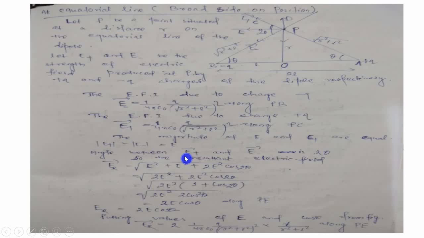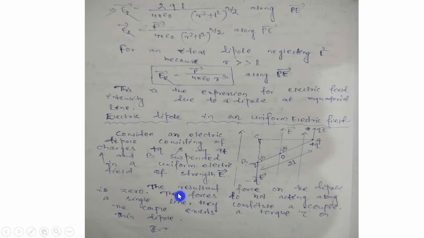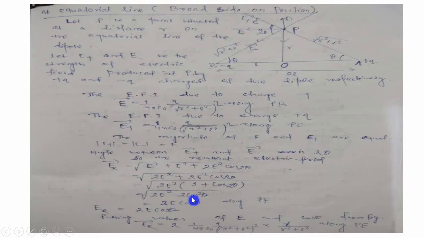So the resultant electric field intensity is E square plus E square plus 2E square cos 2 theta, and 2E square plus 2E square cos 2 theta, it will become, taking common 2E square inside bracket 1 plus cos 2 theta, and from trigonometry, the formula 1 plus cos 2 theta is 2 cos square theta, so the square root will become 2E cos theta. From the figure we have to put the value of this cos theta.